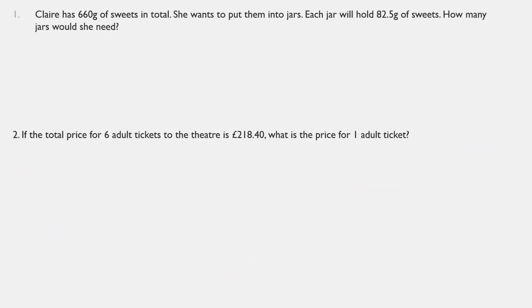So you're more likely to get worded questions, so pause the video and have a go at this one. So starting with our first question then, Claire's got 660 grams of sweets. She wants to put them into jars, and each jar is going to hold 82.5 grams of sweets. So how many jars would she need? So we're going to do 660 divided by 82.5. We're going to need to multiply this by 10 to get rid of the decimal point, which means we need to do the same on that side. So we're going to do 6,600 divided by 825, which will give you 8 jars.